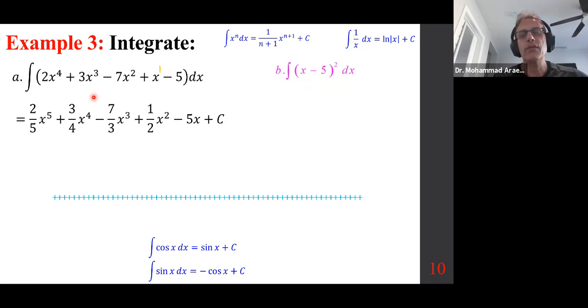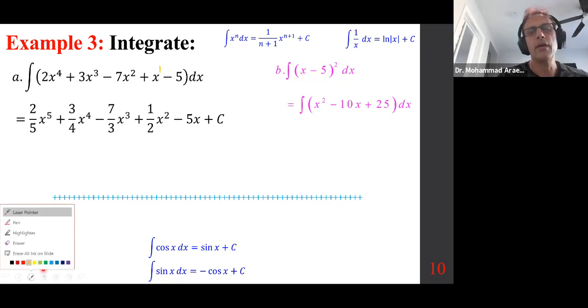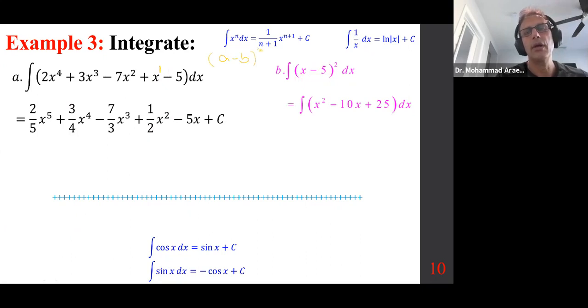When we dealt with differentiation, we did the same thing. We squared that. x minus 5 squared is x squared minus 10x plus 25. I hope everybody remembers this. a minus b squared is a squared minus 2ab plus b squared. So we are using this. So the first one squared is x squared, minus 2 times the first times the last, minus 2 times x times 5 is minus 10x, plus, and then 5 squared is 25.